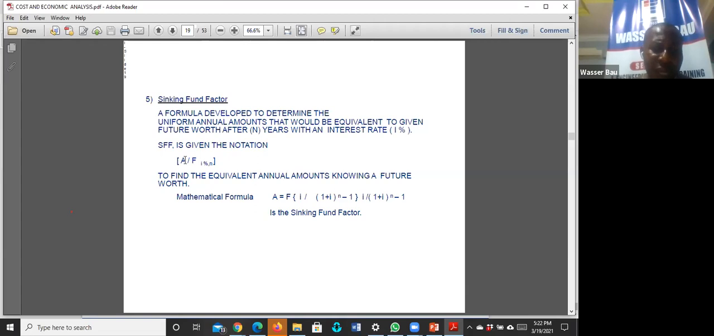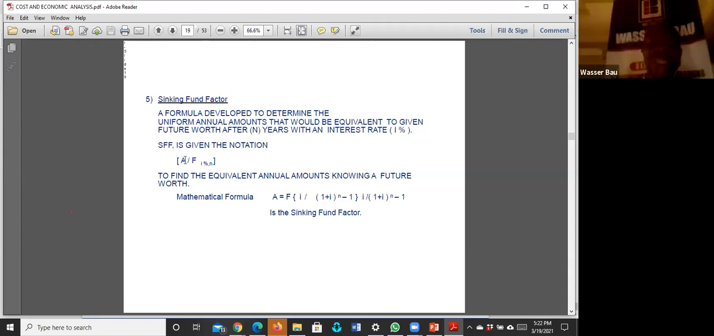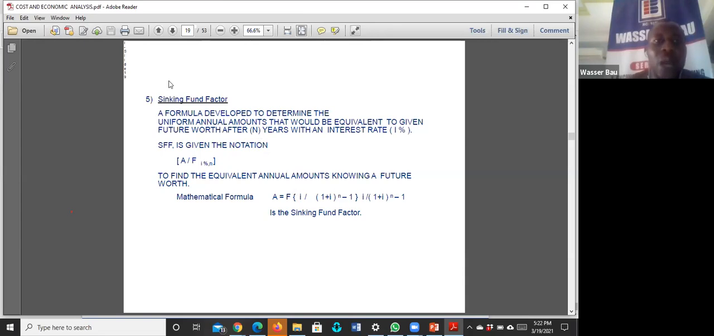Maybe I should use a car to cite an example. I want to buy the latest Lexus Jeep. That's selling for 5 million in 2 years' time. So how much do I need to be saving every month? Okay, how much do I need to be sinking? How much will I be able to be saving today so that in that number of years, I will achieve that? And that is called the sinking fund factor.